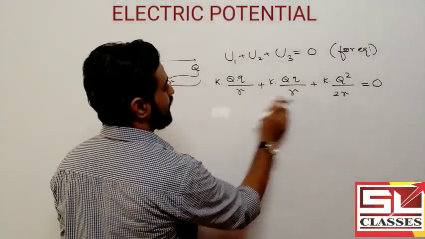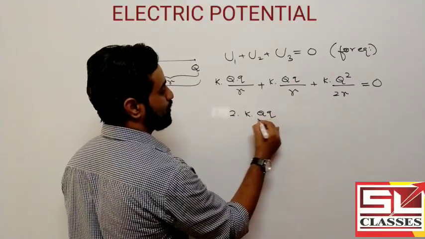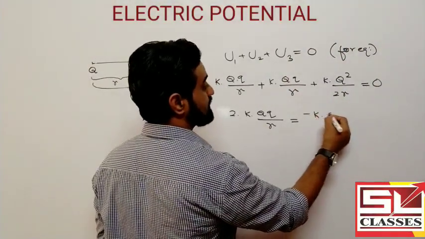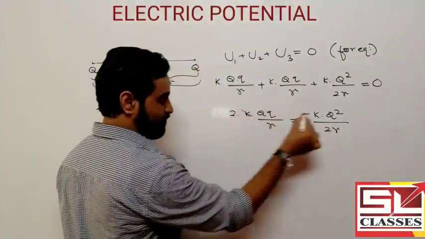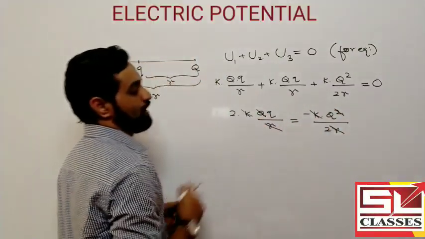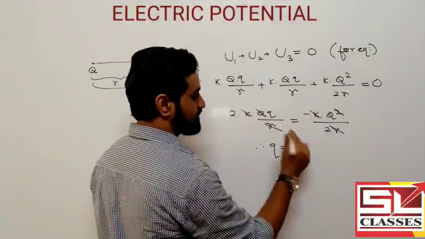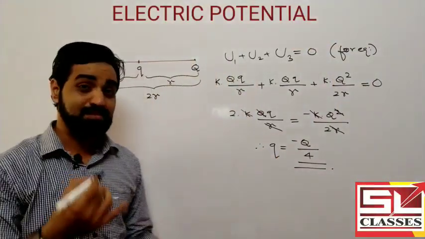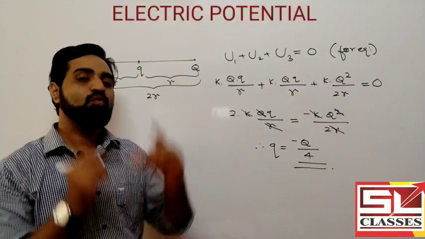Now, what is this total value? The same value repeats, so we can write 2 times KQq divided by r. That should be equal to, when taking this term to the right side, we will get minus KQ square by 2r. Clear? Cancel this K from both sides. We can cancel one capital Q and also we can cancel this r. Now what is small q equal to? Take this term to this side, you will get minus Q divided by 4. So that is the solution for this question. It is a simple question when you know the concept of equilibrium, that is the potential energy of the system is zero. Now we are moving to our next question.